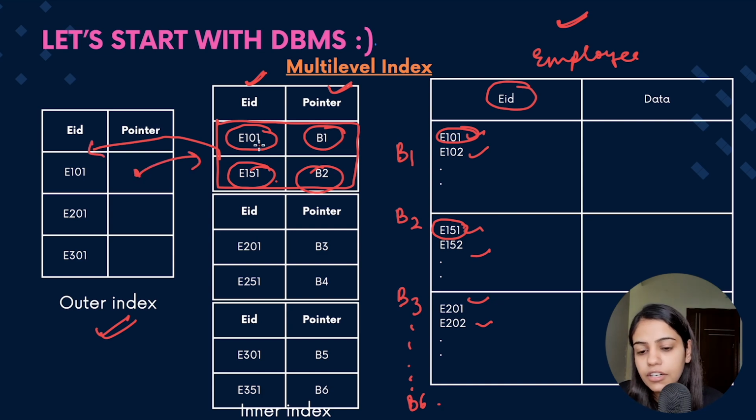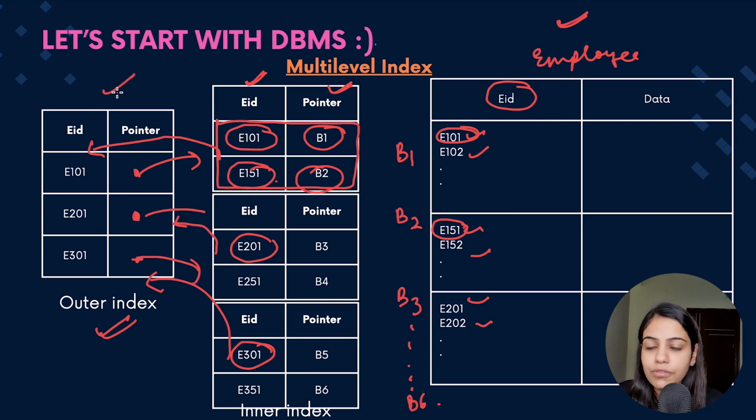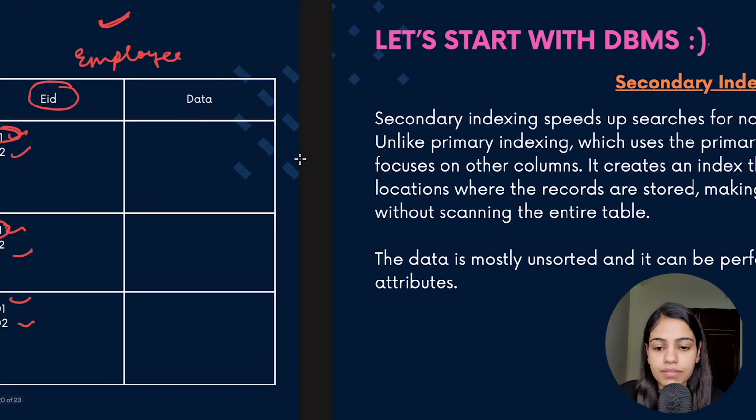So we have divided it into groups and we have provided the first element of each group, that is E101, then E201 and then E301. For all these groups we have provided an entry, and a pointer to that entry. So here you can see that we have introduced a new level of indexing and we have indexed the index table itself because the data was so large. This is how multi-level indexing works.